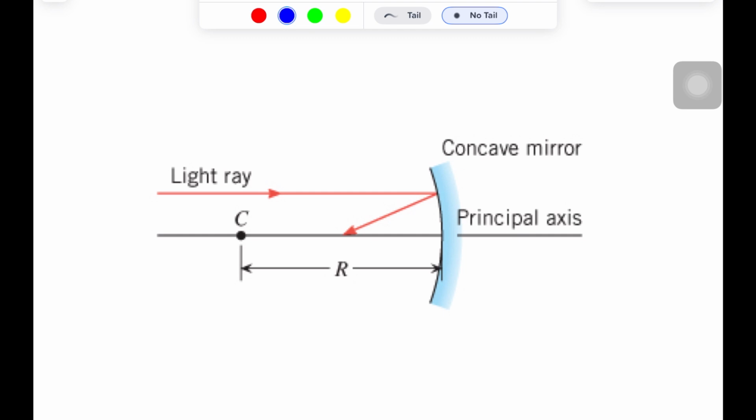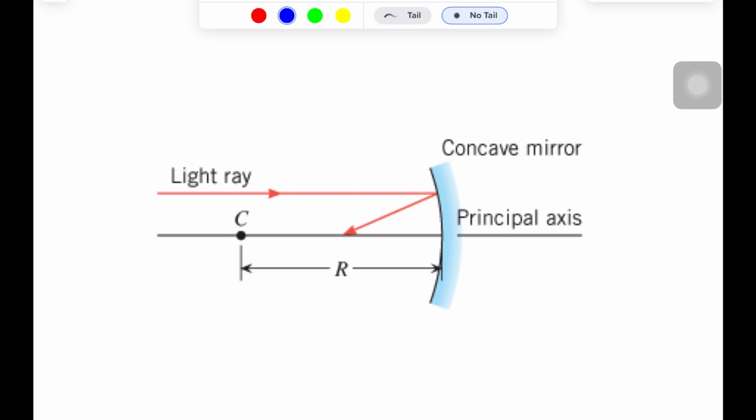Notice some of the labels in this figure. C stands for center of curvature. That's the center of the big imaginary sphere that this mirror was cut from. R is the radius of curvature, the distance from the mirror to the center. And the principal axis goes from the mirror to the center of curvature.